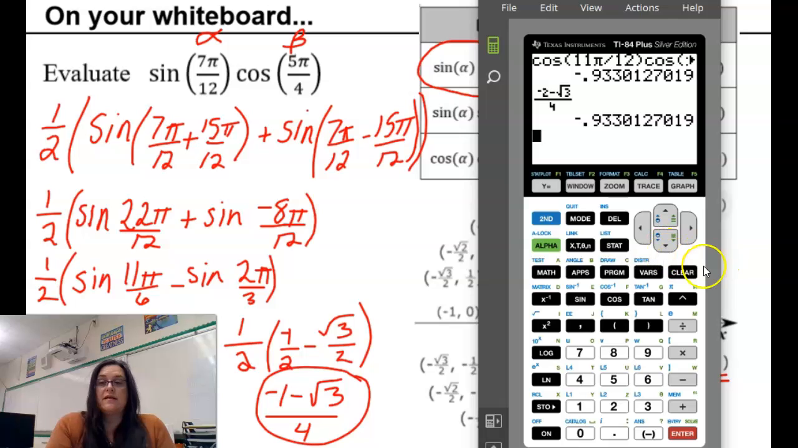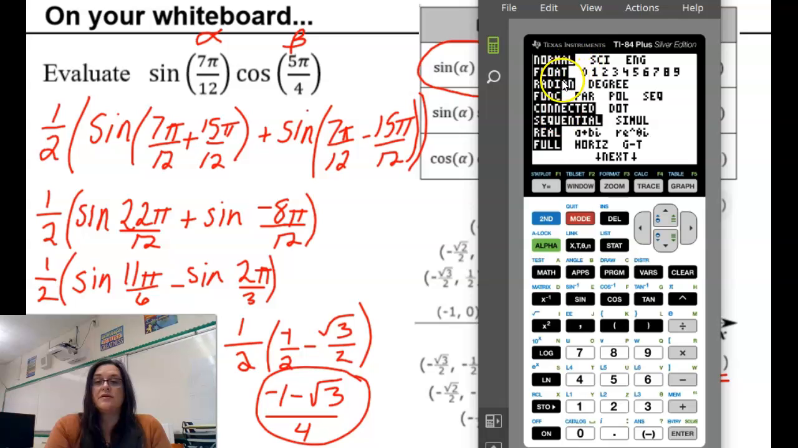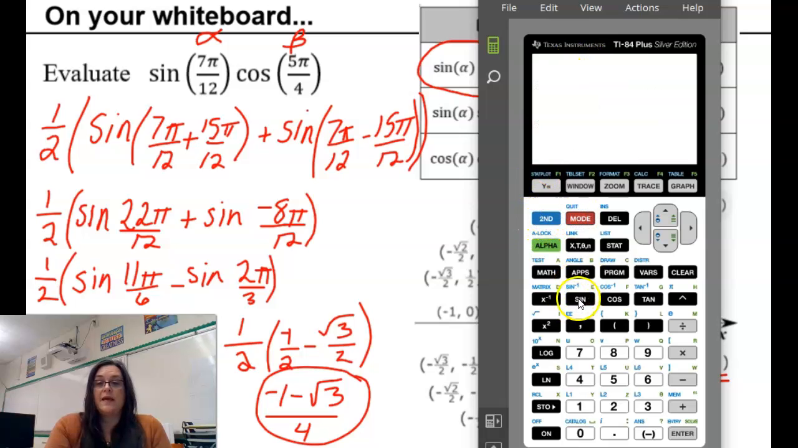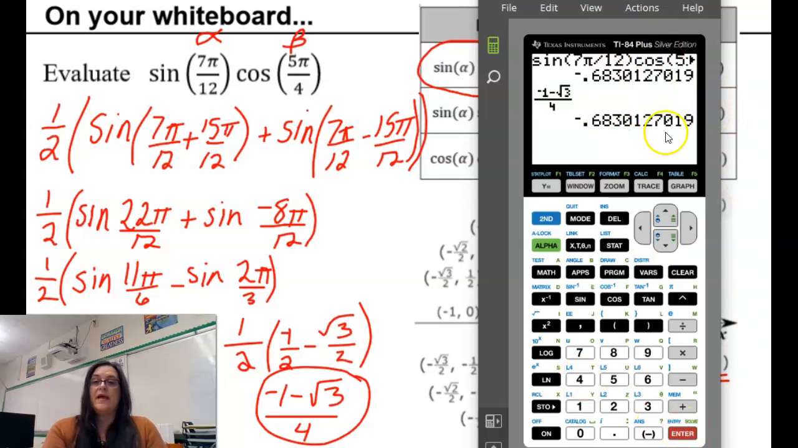We can check that answer by comparing the decimals from the original and our answer. So we make sure we're in radian mode, and we're going to compare the sine of 7 pi over 12 times the cosine of 5 pi over 4 to our answer, which was negative 1 minus the square root of 3, all divided by 4. And we get the same decimal, so we know that we did it right.